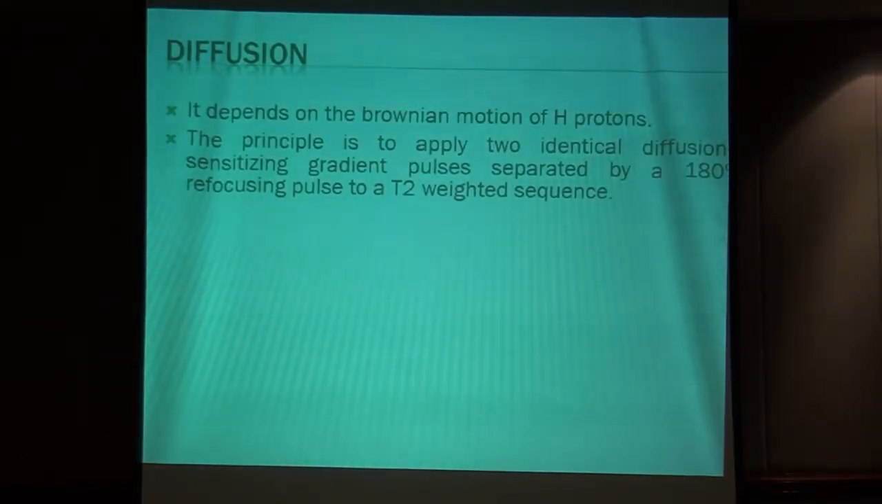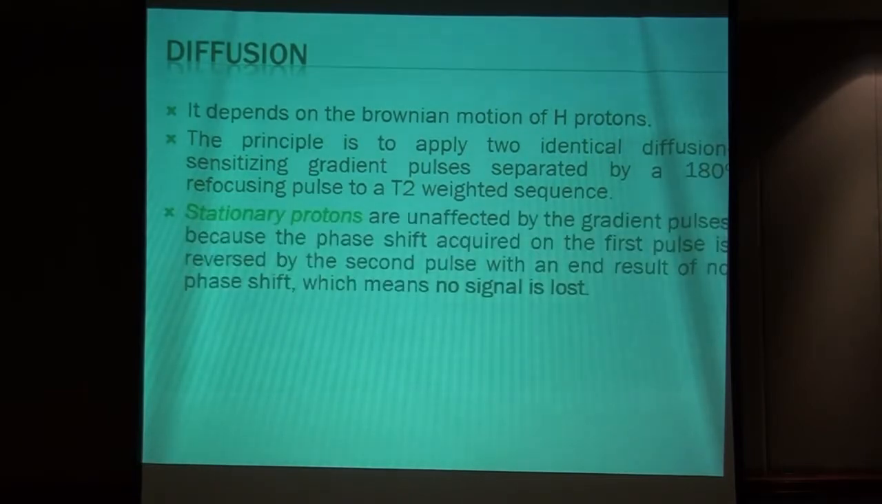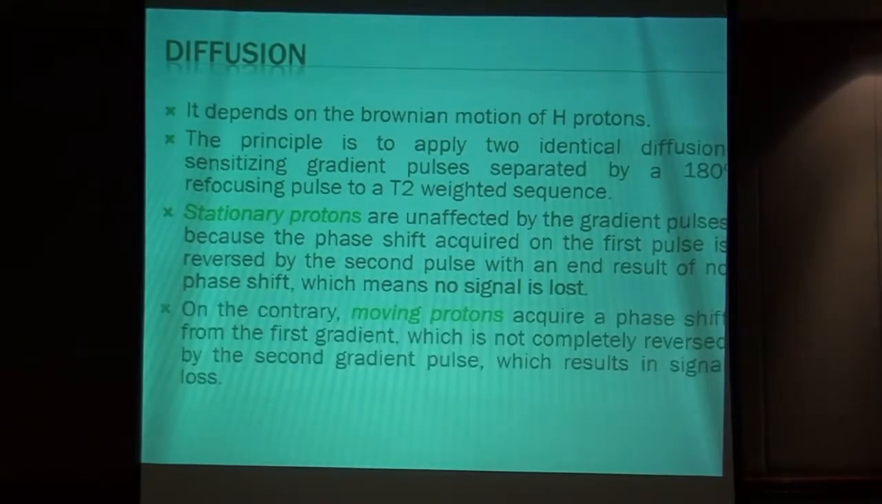Diffusion weighted images depend on the Brownian motion of H protons. The principle is to apply two identical diffusion sensitizing gradient pulses separated by a 180 degrees refocusing pulse to a T2 weighted sequence. Stationary protons are unaffected by the gradient pulses because the phase shift acquired on the first pulse is reversed by the second pulse, with an end result of no phase shift, which means no signal is lost.